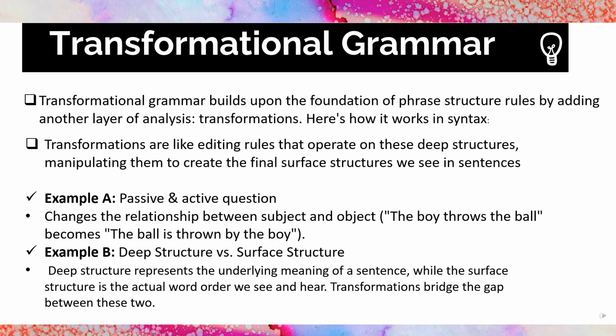The second example is deep structure versus surface structure. Deep structure represents the underlying meaning of a sentence, while the surface structure is the actual word order we see and hear. Transformations bridge the gap between these two.